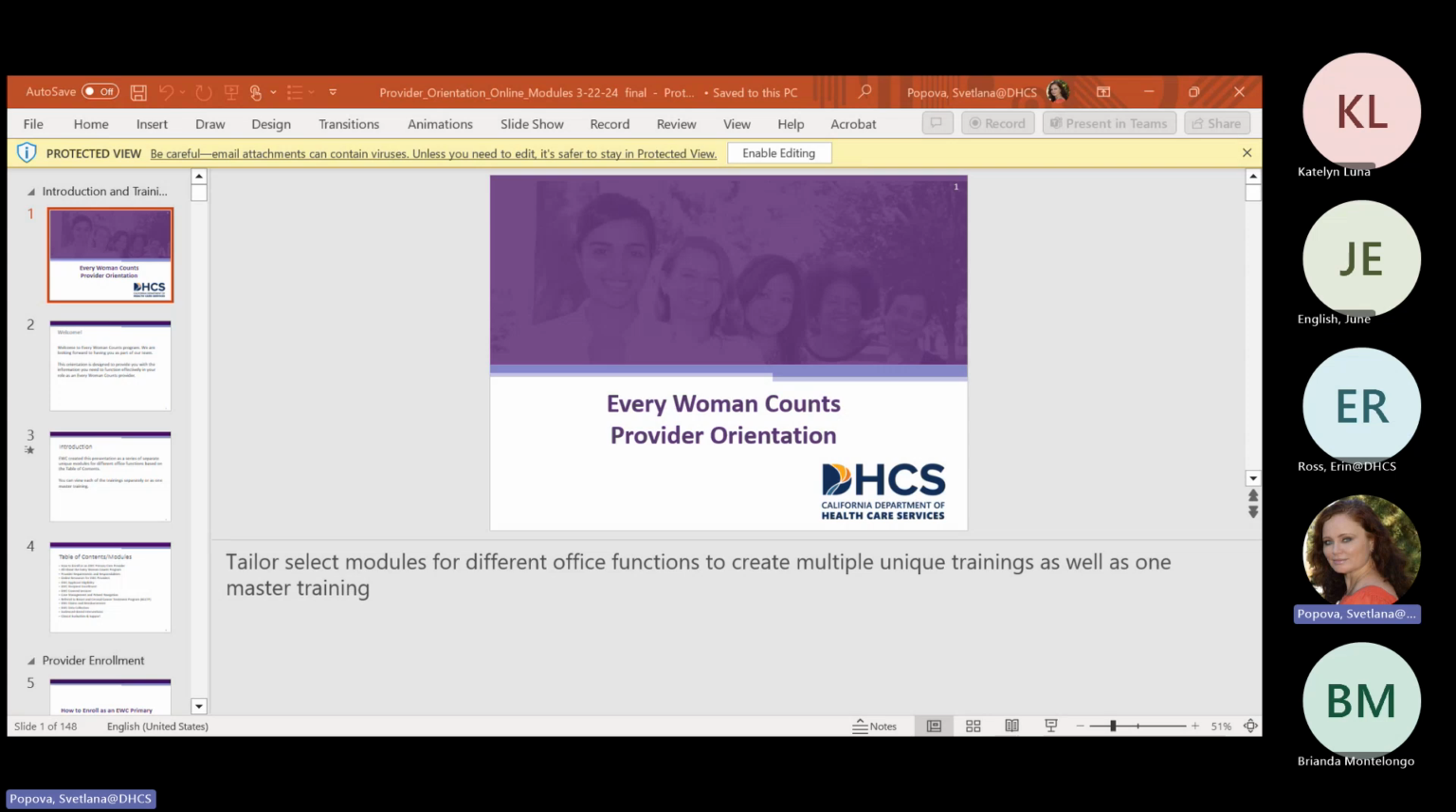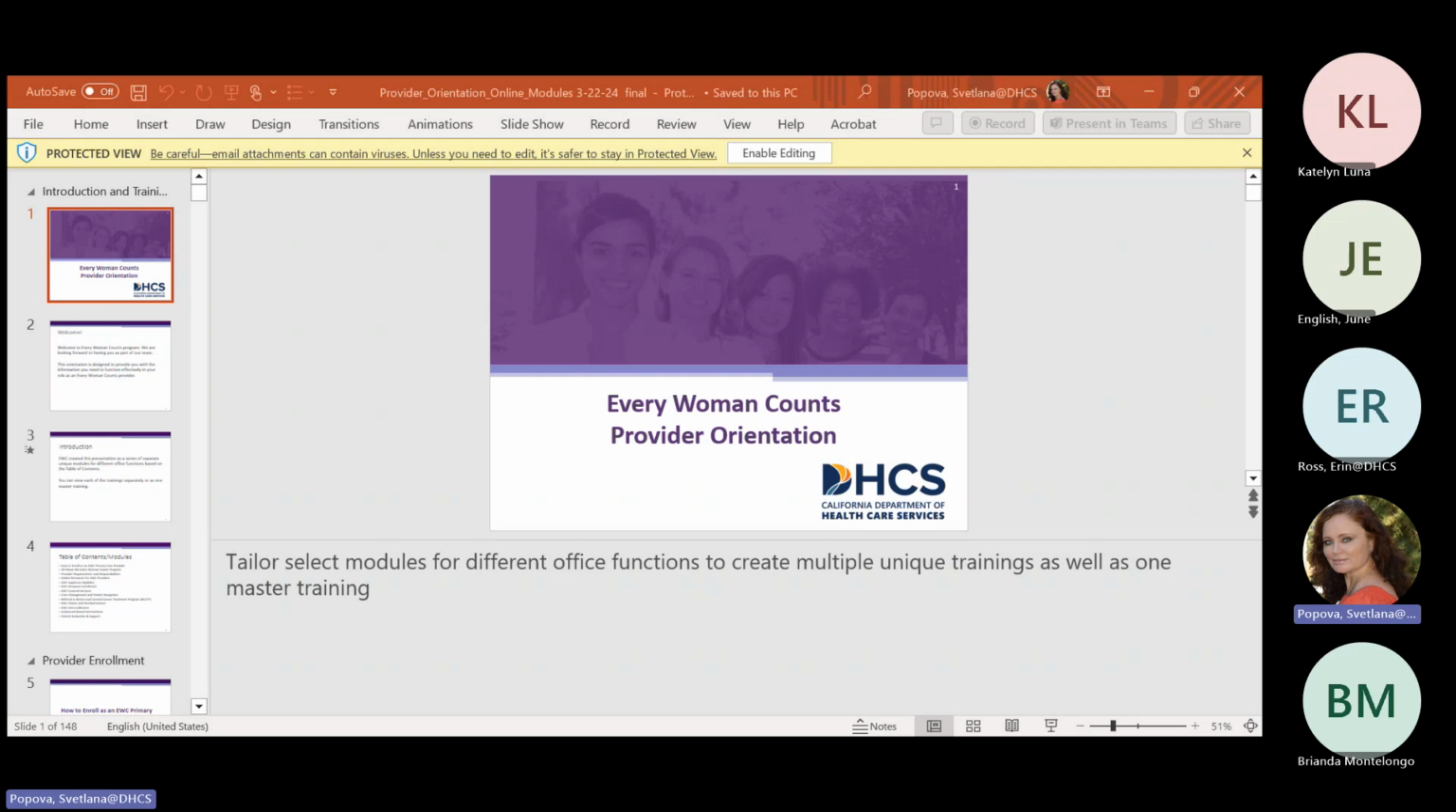So the first one is how to enroll as an EWC primary care provider. What I want to say right now is that the majority of the recruitment actually comes from you. You're the ones who are recruiting the patients, who are recruiting the providers. So they're not going to contact you. But in the future, when we have regulations in place, we will be mandated to open up our program to any of the providers that would like to participate. So we kept it in mind when we put this presentation together.